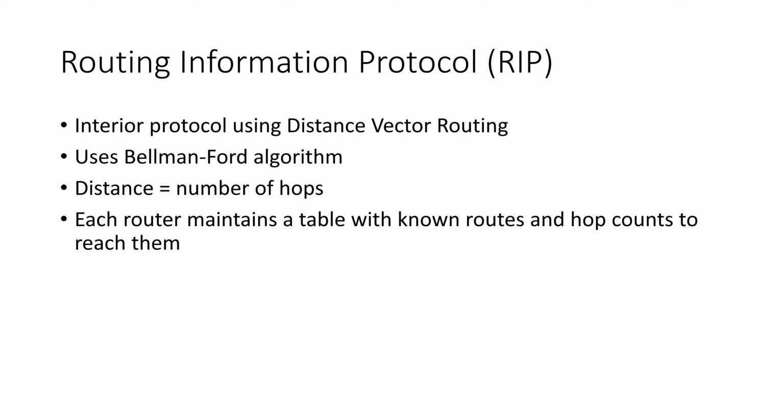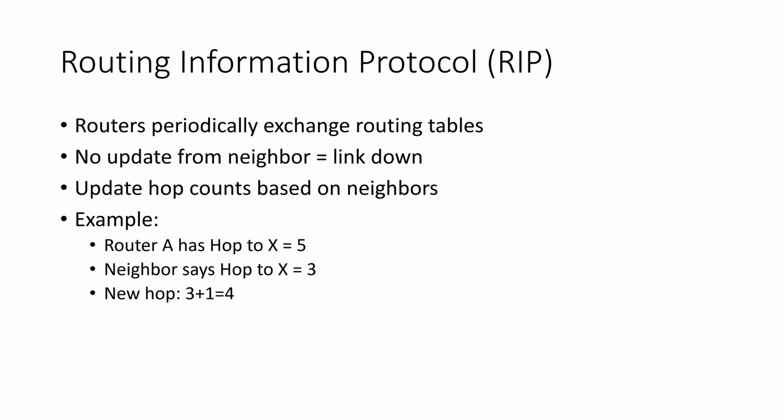So RIP relies on the Bellman-Ford algorithm, and each router periodically sends its entire routing table to its direct neighbors. These neighbors update their own tables based on the information received, and this approach is simple, lightweight, and works well in small networks. So let's see RIP in action. Every router periodically shares its routing table with its directly connected neighbors. If a router doesn't receive an update from a neighbor within a certain time, it assumes that the link has gone down. It removes it from its table and informs others.